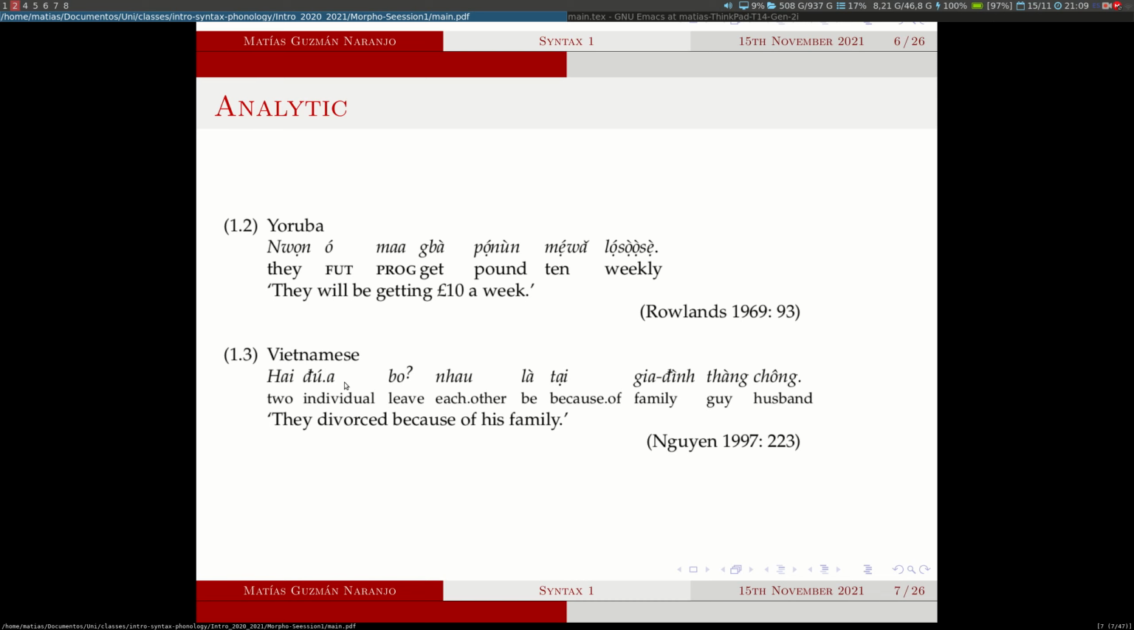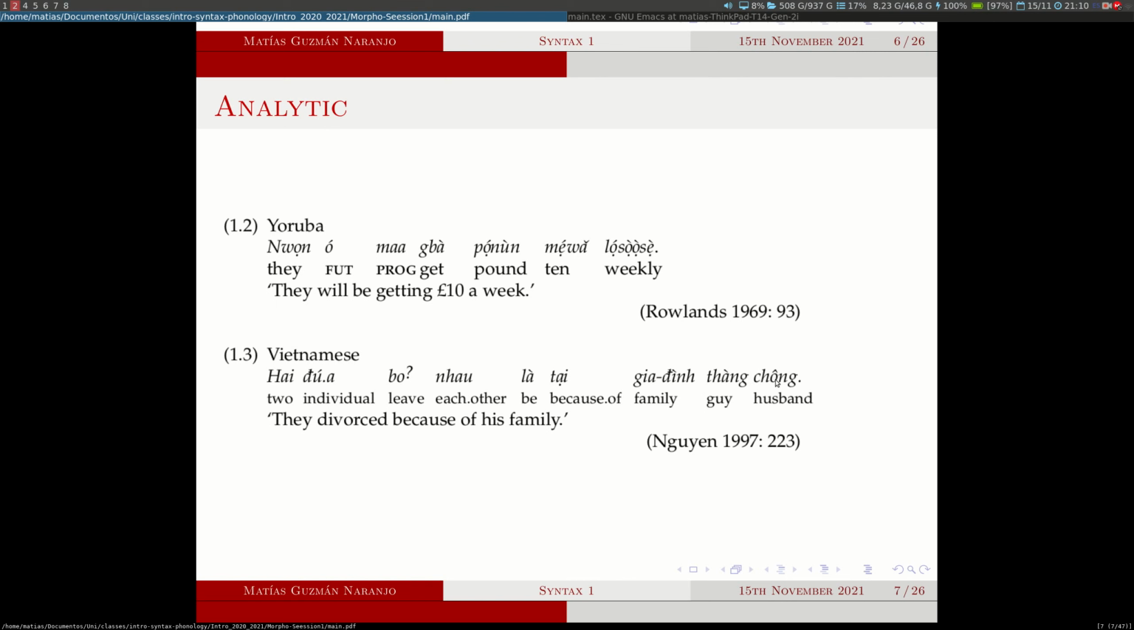If you look at Vietnamese, it is a very similar situation. Again, I won't try to read this with tones. Hai, đứa, so two individuals leave each other, and this is a copula because of family, chồng, husband. So they divorced of his family is the translation. Sometimes it can be very difficult just from the gloss to understand what's going on, but in this case it doesn't matter much. There is very little morphology here, actually no morphology here.